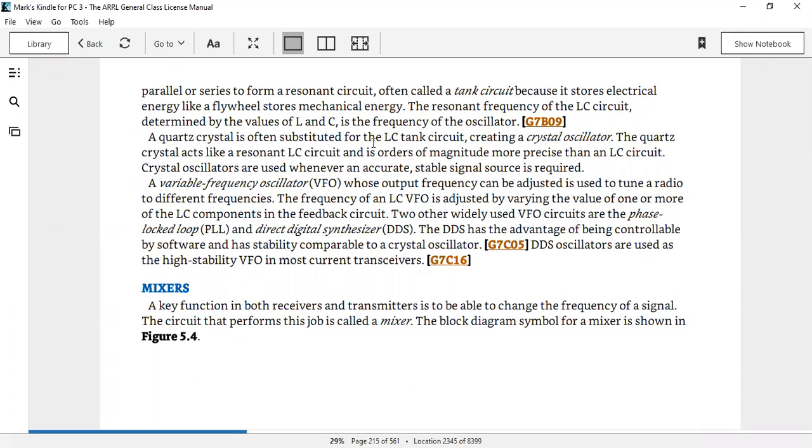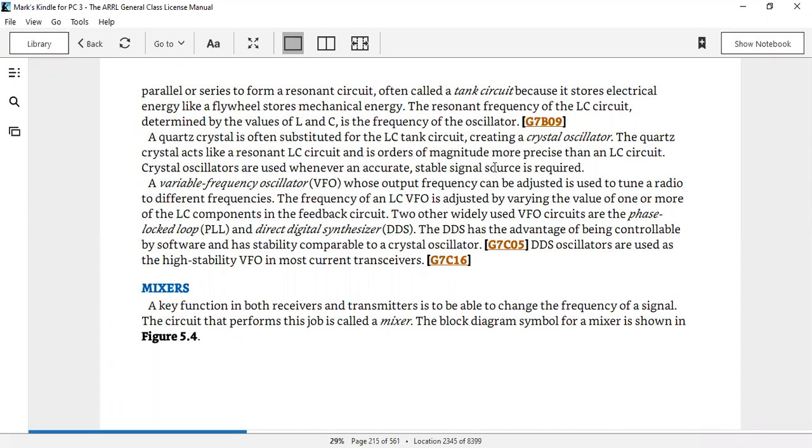So a quartz crystal is often substituted for an LC tank circuit. It's a crystal oscillator, and it's orders of magnitude, a magnitude being 10 to the first, which is 10, or 10 to the second, which is 100, more precise than these LC circuits. So that's why they're used as stable signal sources for different bands in radios.